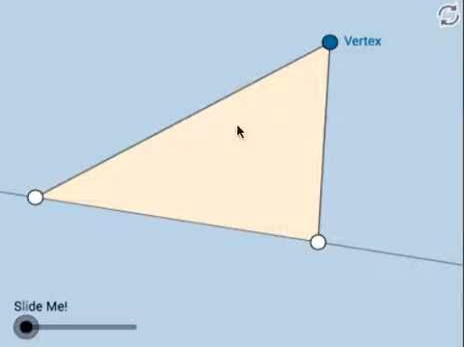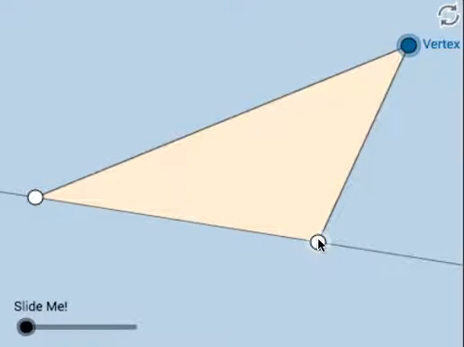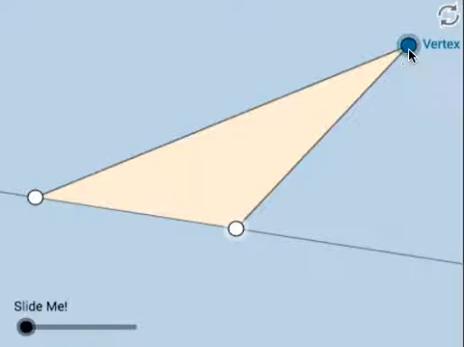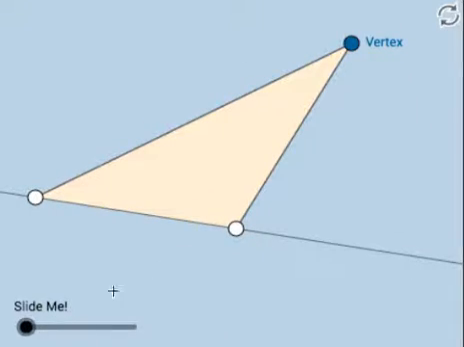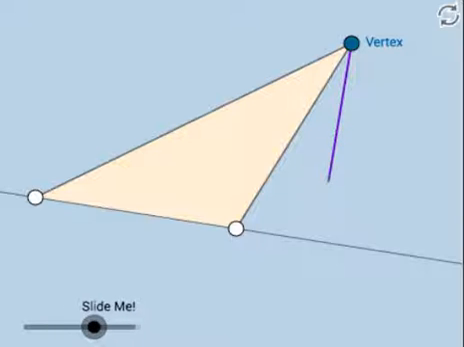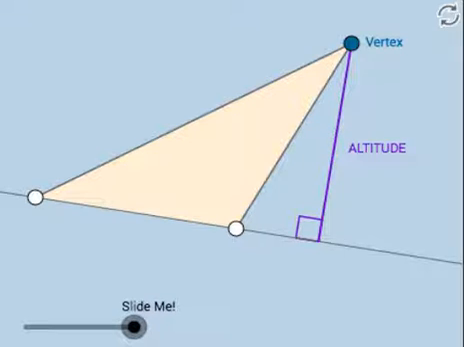But let's hit rewind and bring the vertex over a little bit. We'll move them around again and slide to illustrate one more time. It looks like that purple altitude starts being drawn from a vertex of the triangle, right? So we're drawing that purple segment from the vertex to, I see a right angle there.